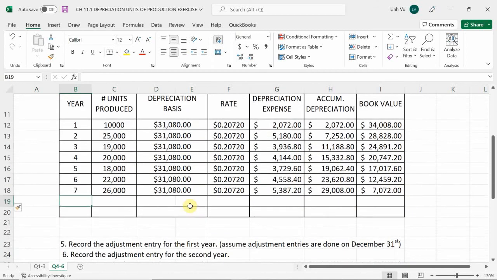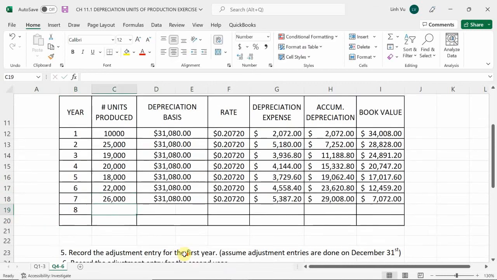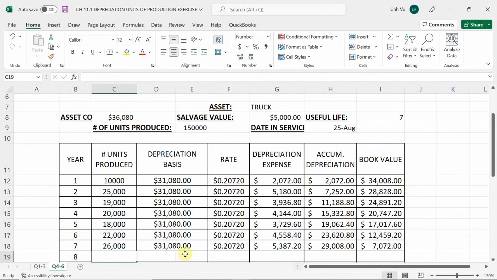Yes. Why? Because you haven't met the book value. That's good. Number one thing is you haven't met the book value yet. Okay? What else? And also your accumulated depreciation. Okay, what else? And let's see.